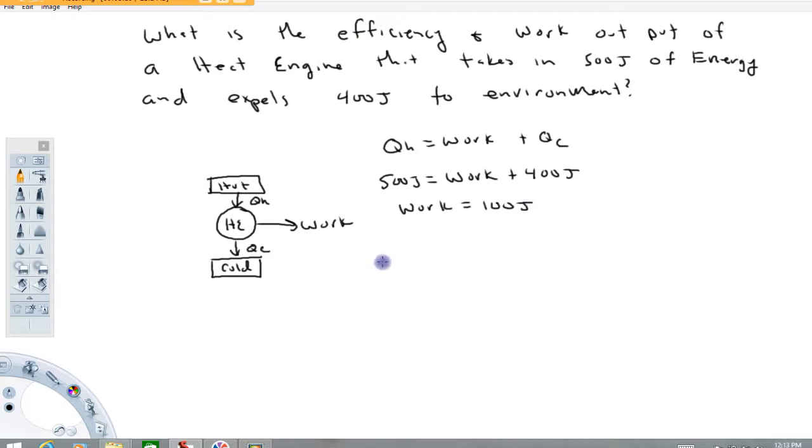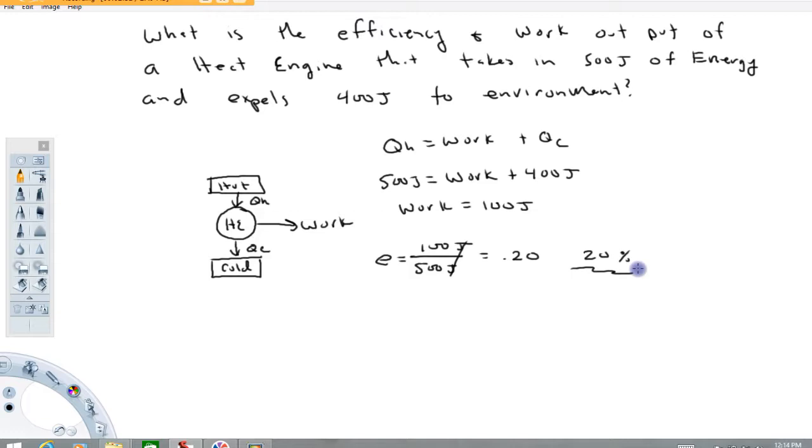Now, efficiency is output over input. In the case of this heat engine, the work term is our output, 100 joules, over our input, which is 500 joules. So this heat engine is running at an efficiency of 0.2, or in terms of percentages, 20%. Pretty typical efficiency for most heat engines.